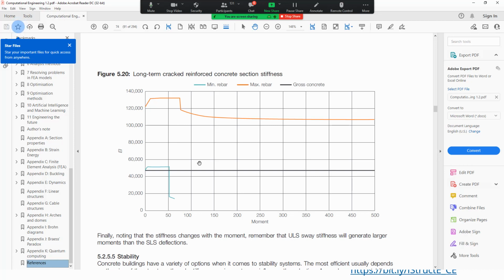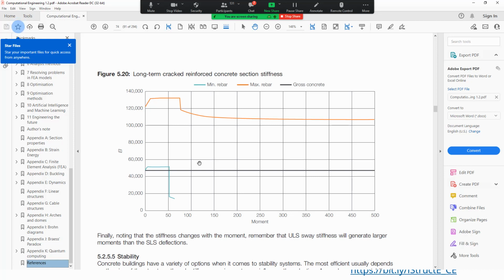Are you just guessing, or are you actually working out what those stiffnesses are? A more accurate stiffness will give you a more accurate deflection. So yes, it can be done. It's in your hands.